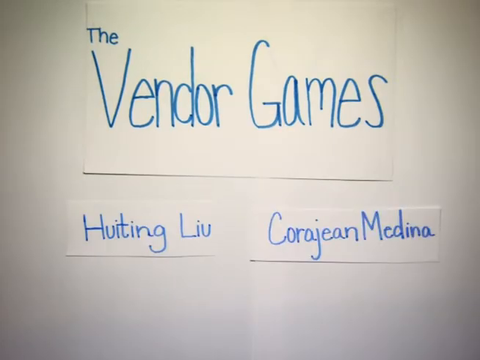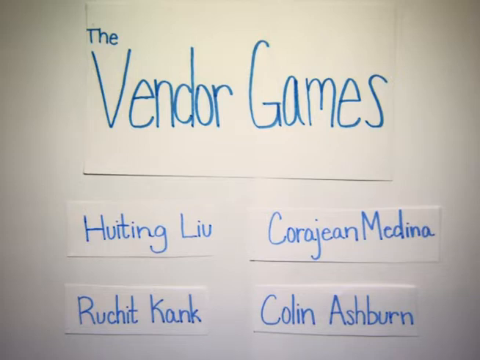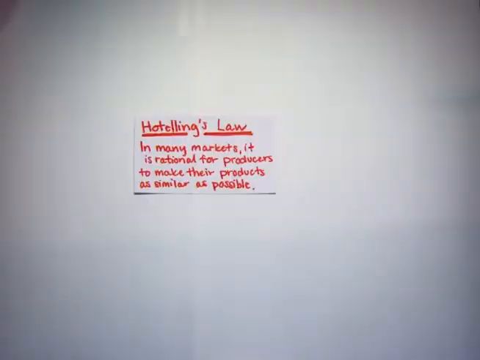Today we'll be talking about the story of The Vendor Games, an epic fight to the death to find the best location for a store. I'm kidding, it's not to the death, but it is an application of Hotelling's Law, published in the Economic Journal by Harold Hotelling in 1929, which states that in many markets, it actually makes sense for producers to make their products as similar as possible.